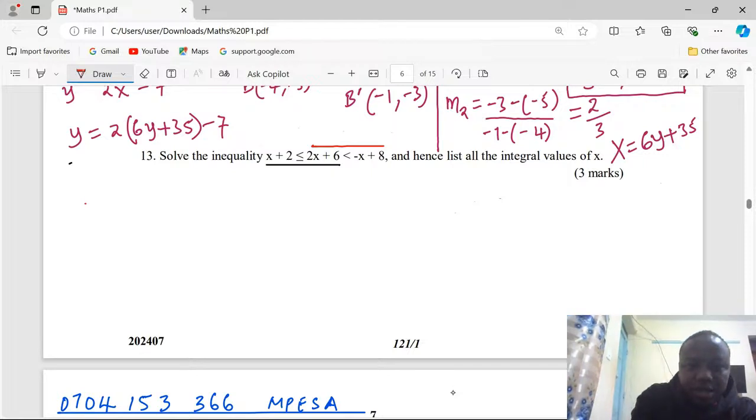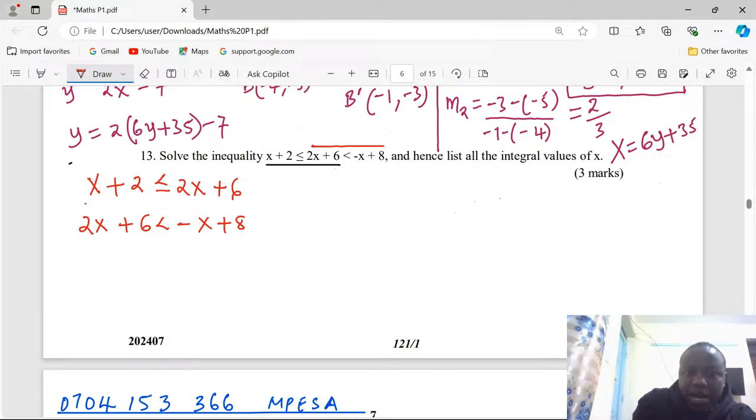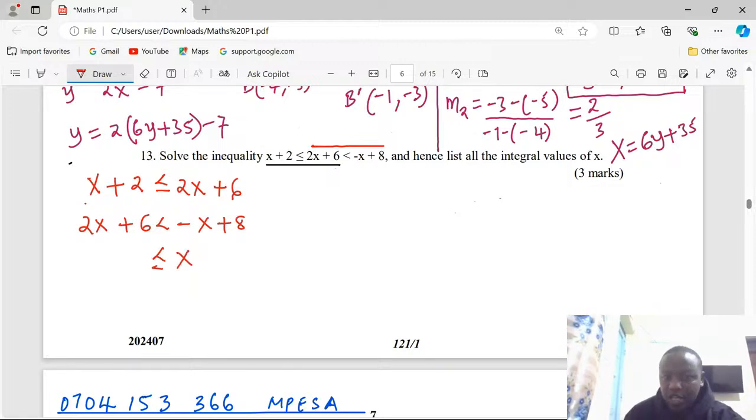So we start with x plus 2 less than or equal to x plus 6. Then now the second one is starting with 2x plus 6 less than -x plus 8. You first obtain the pair like that. Then now we can solve, whereby we will say less than or equal to 2x minus x. You know, we are bringing x to that side so that you may subtract. 2x minus x, we get x. Then 2 minus 6 becomes -4. This is the first simple inequality.